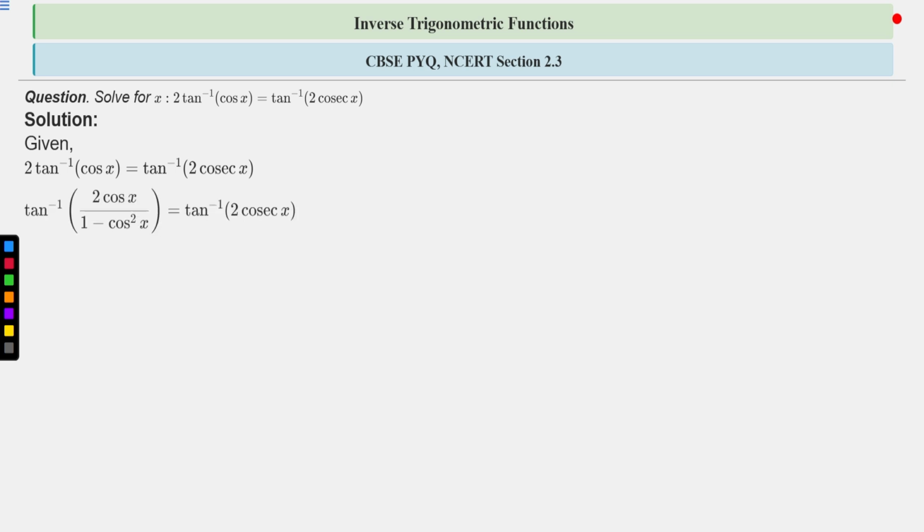Therefore, we can write the left side using the formula that 2 tan inverse x is basically tan inverse 2x upon 1 minus x square. So we can write it as tan inverse 2 cos x upon 1 minus cos square x, and the right hand side as tan inverse 2 cosec x, right? Therefore, 2 cos x upon 1 minus cos square x is equal to 2 cosec x, isn't it?